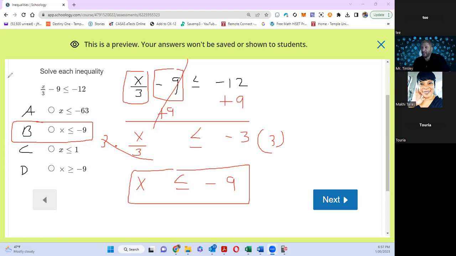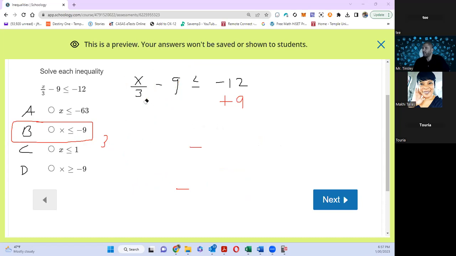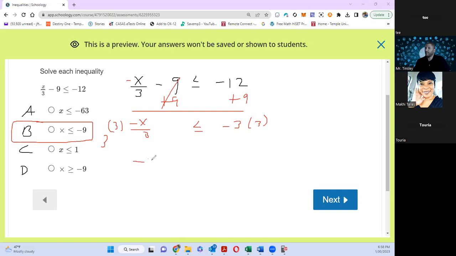For example, let me show you what I mean. I'm going to change this problem just a little bit so we can understand when to change that inequality. Say, for example, instead of x over 3, it was minus x over 3. Okay, so we add 9 to both sides. We get minus x over 3, the 9's cancel, less than or equal to minus 3. We multiply both sides by 3. We get minus x less than or equal to minus 9.